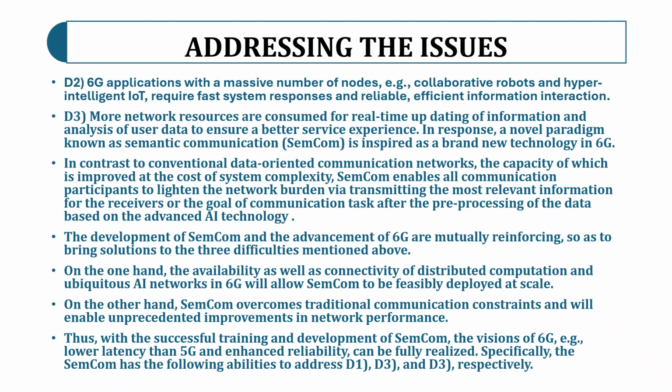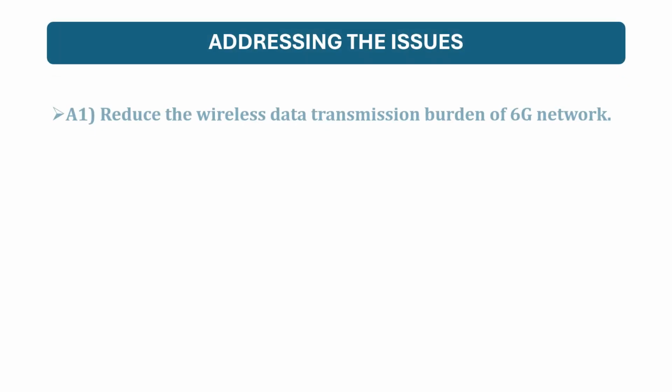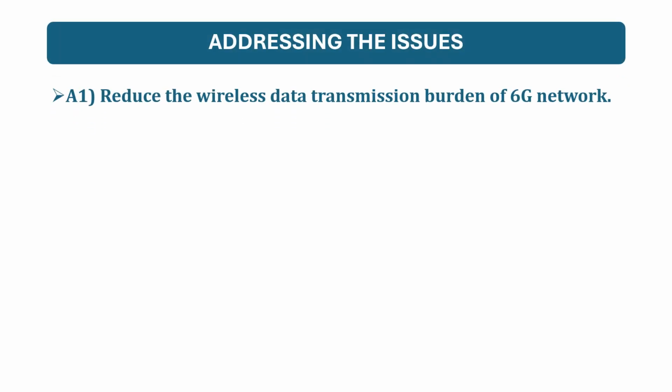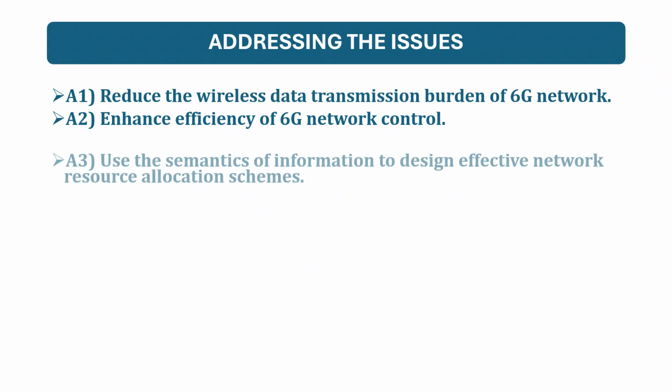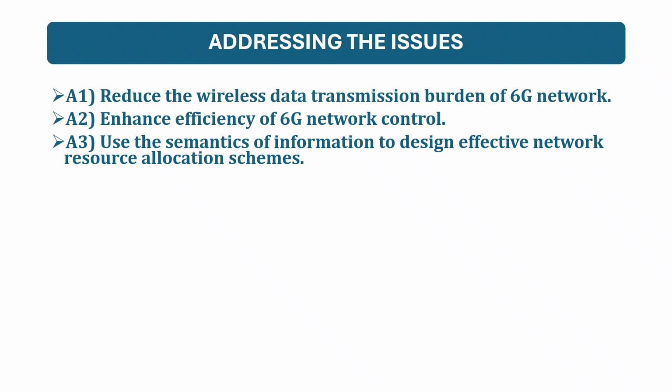So what are the visions of 6G? Lower latency than 5G. That means in 5G the data processing time is very high, and in 6G the data processing time should be low and the reliability should be higher as compared to 5G. These things should be fully realized, and SemCom has to address the three difficulties D1, D2, D3, as we have discussed before. So we need to reduce the wireless data transmission burden of 6G networks by using SemCom, enhance the efficiency of 6G network control, and use the semantics of information to design effective network resource allocation schemes.